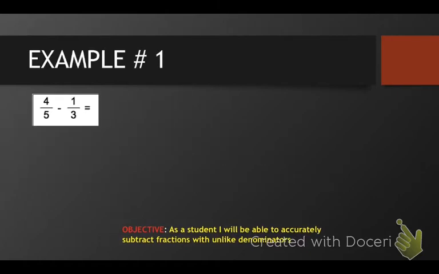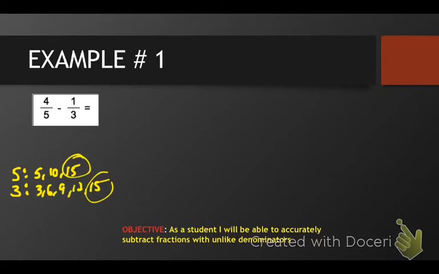Here we go. Alright, we have 4/5 minus 1/3. Ladies and gentlemen, first thing you need to do is find a common denominator. We got 5 and 3. Like we said all the time, you can always use the listing method. 5 and 3 will show at one time. 5, 10, and 15. 3, 6, 9, 12, and 15. Ladies and gentlemen, the common denominator is 15.